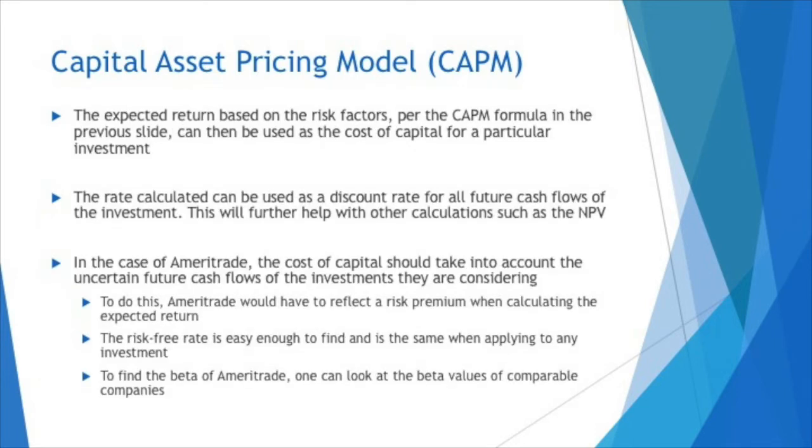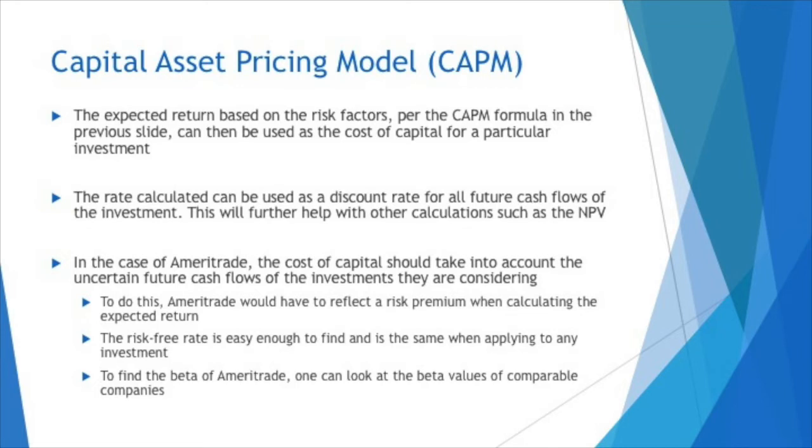Ameritrade can use the capital asset pricing model to calculate the expected return, and then this can be used as the cost of capital for their investment. The rate calculated can also be used as a discount rate for their future projects and investments. Using these numbers will help with the calculations like the NPV and the IRR discussed in previous slides. Putting all of this information together will help Ameritrade more accurately estimate their future projects and decide whether these projects will be a good endeavor.